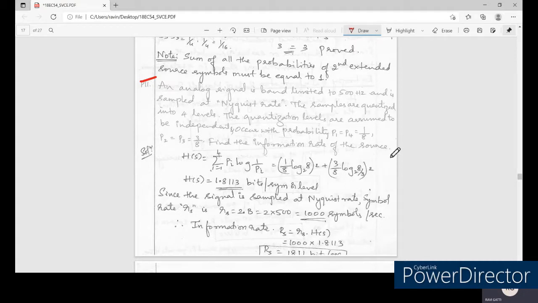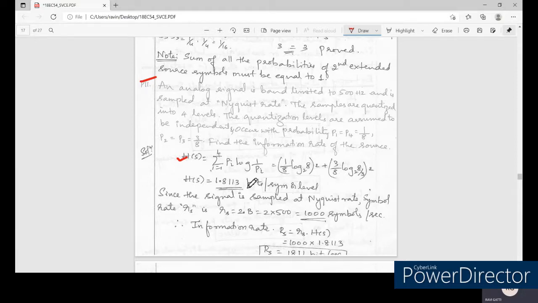If you remember, what is the information rate of the source? It is nothing but capital R S is equal to small r s into H of S. You need to find that out. First, let us find the entropy of the source. Since the source is emitting 4 quantization levels, the 4 symbols are emitted with probability 1 by 8, 1 by 8, 3 by 8, and 3 by 8. If I substitute in this formula, you'll be getting H of S equal to 1.8113.